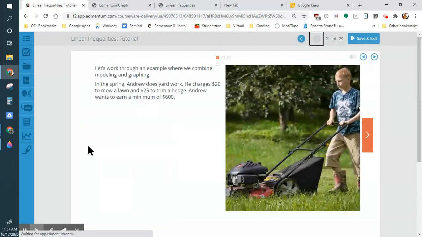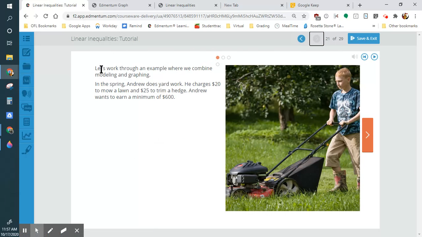All right, so let's take a look here. Let's work through an example. We combine modeling this work. So in the spring, Andrew works. He charges $20 a lawn and $25 to trim a hedge. He wants to earn at minimum this. So at minimum, so he wants this much or more. So remember that keyword there is at minimum. So more than or equal to that $600.